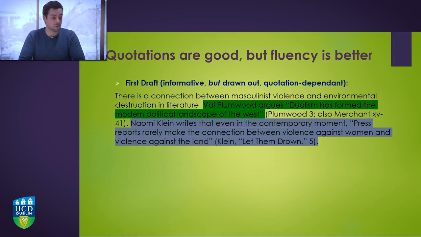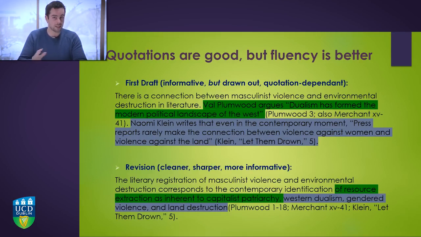There's nothing wrong with this, particularly for a first-year essay. This is quite good, but you're always trying to improve your ability to engage with critics. So second draft, or later drafting, might give you something like this. The literary registration of masculinist violence and environmental destruction corresponds to the contemporary identification of resource extraction as inherent to capitalist patriarchy, Western dualism, gendered violence, and land destruction. So it's one sentence, it's clear, and you've managed to include all of the critics in it. So it's in your own words, and it allows you to set up an argument on your own terms.